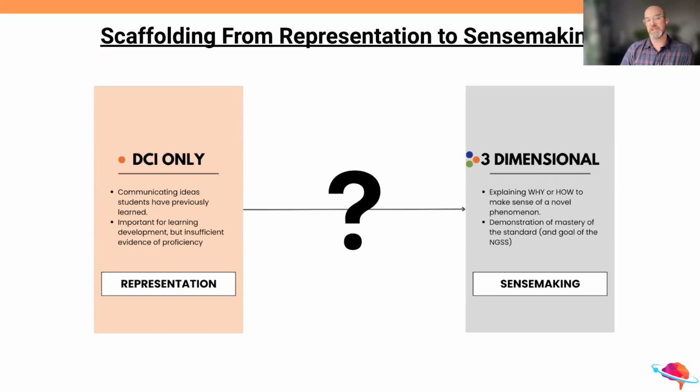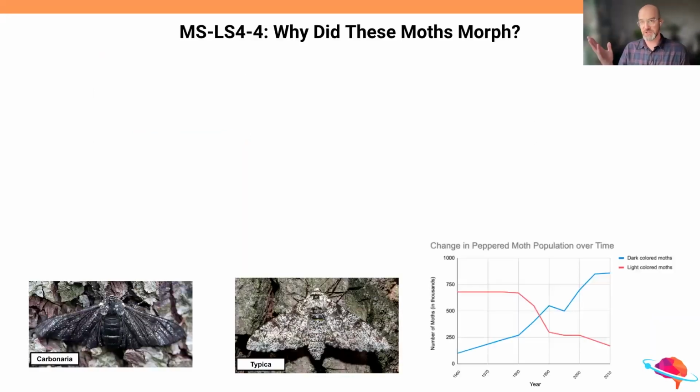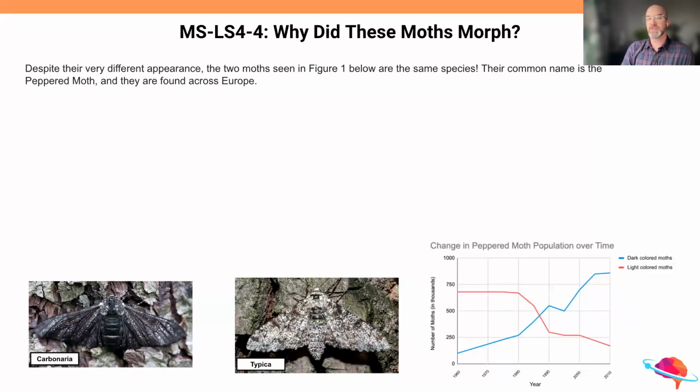And so what we're going to do is look at this same standard, MS-LS4-4, through the lens of a phenomena. And this is one of the phenomena from the InOrbit website. We have around 8,000 of these phenomena, and we're writing more and more all the time. This is, why do these moths morph? We're looking at the peppered moth. This is a super familiar phenomena.